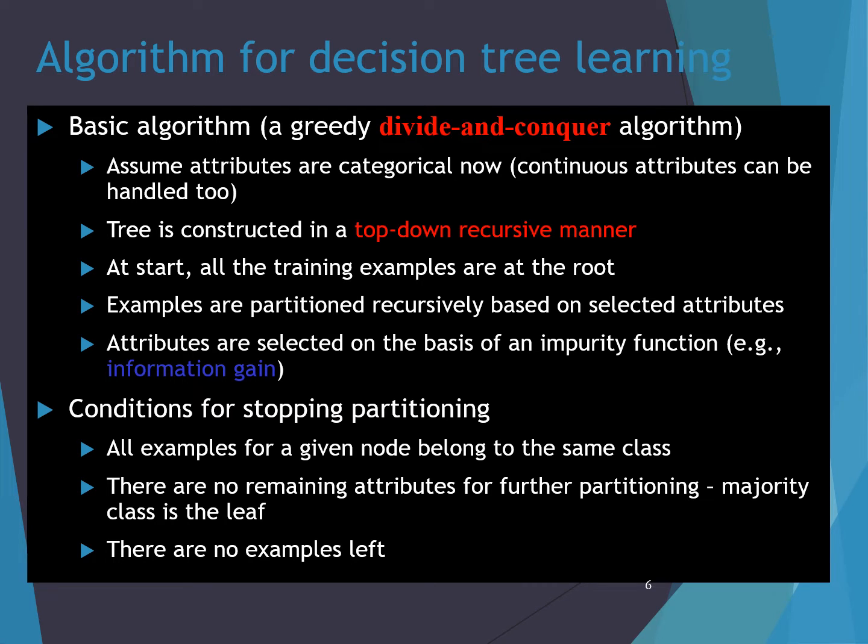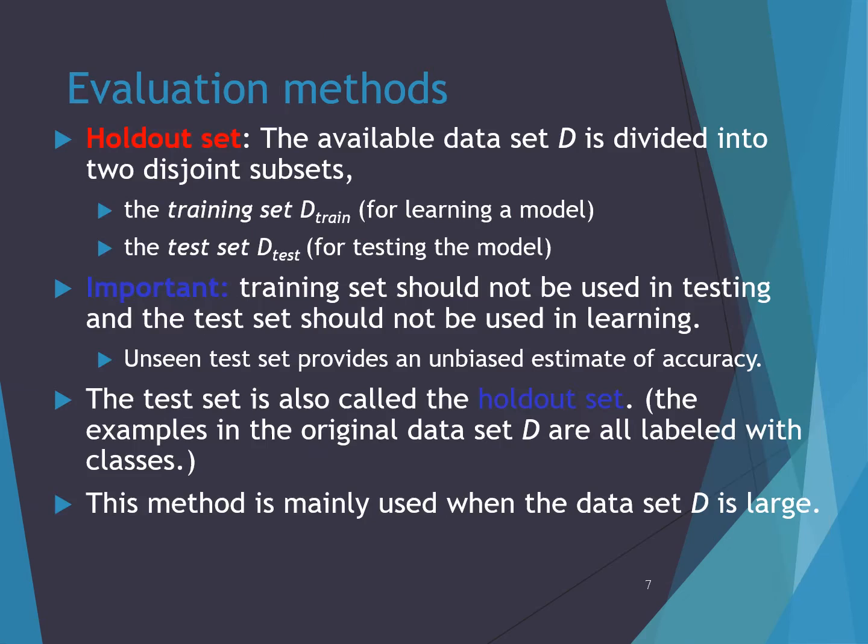The decision tree algorithm is a divide and conquer algorithm. It is constructed in a top-down recursive manner. There are some conditions for stopping the partitioning in decision trees. For example, all the examples for the given node belong to the same class, or there are no remaining attributes for further partitioning. If no further partitioning is allowed, then we can stop the partitioning of the algorithm.